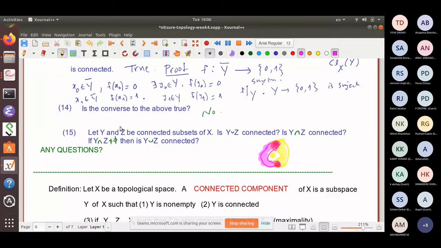Sir, is the counterexample for the path connectedness and connectedness question the topologist's sine curve? Oh, very good. Excellent. Very good.